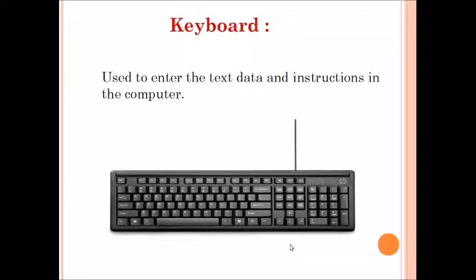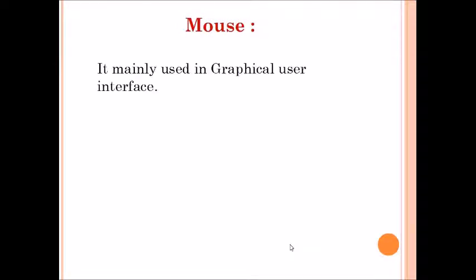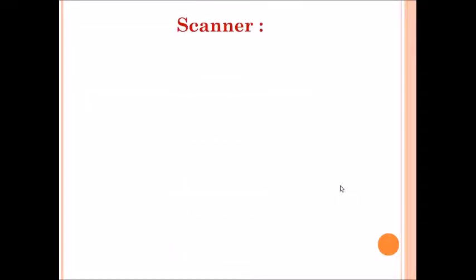The next is mouse. The mouse is a pointing device which is commonly used in a graphical user interface, and it works by pointing and clicking on graphical objects on the screen. Look here, this is the pointer that is used for pointing at objects on the graphical screen, and this is our wired mouse.